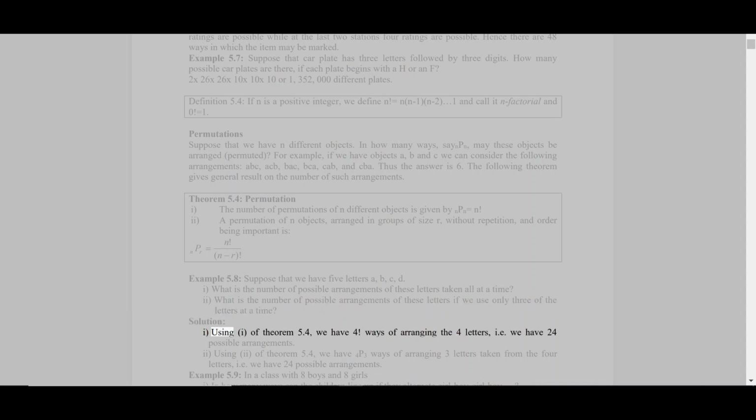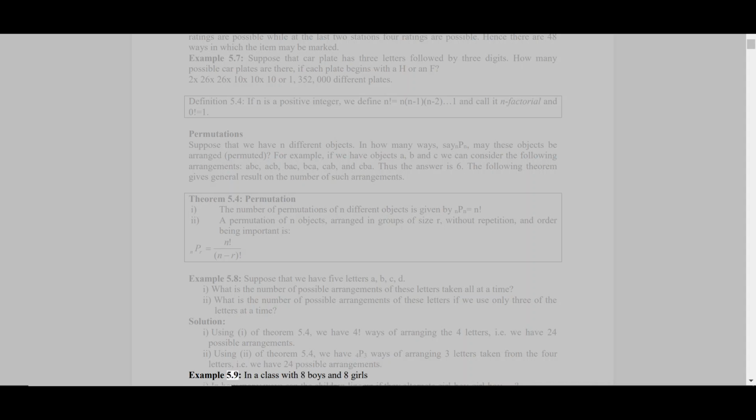Solution: 1. Using 1 of Theorem 5.4, we have 4! ways of arranging the 4 letters, i.e. we have 24 possible arrangements. 2. Using 2 of Theorem 5.4, we have 4P3 ways of arranging 3 letters taken from the 4 letters, i.e. we have 24 possible arrangements.